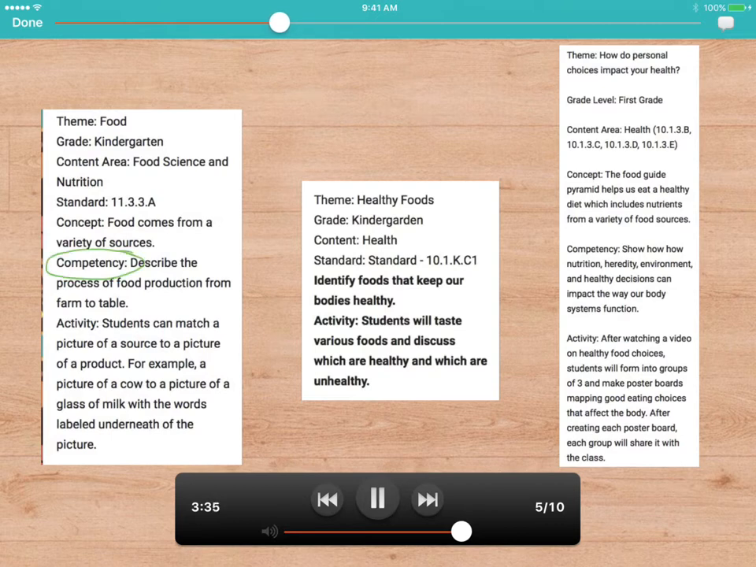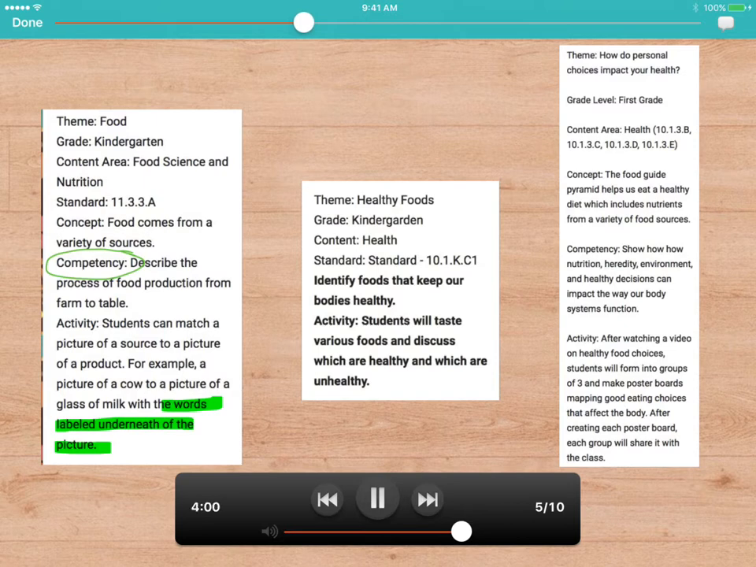There's our competencies. For the activity, students can match a picture of a source to a picture of a product. For example, a picture of a cow would be matched to a glass of milk with words labeled underneath. So because the actual lesson is going to have words, we've integrated reading. That's a great one because this activity definitely matches integrating reading and writing.